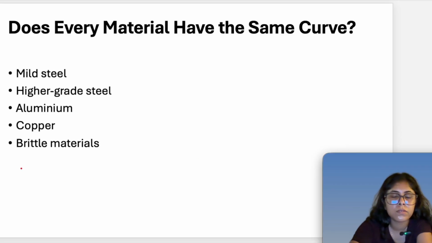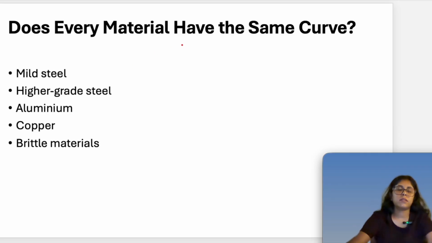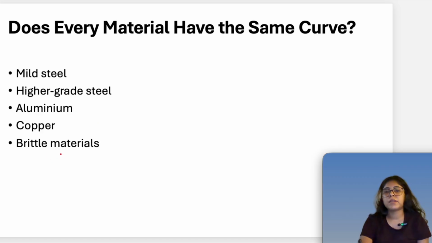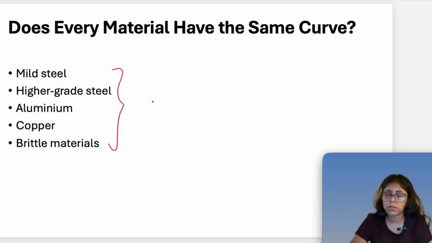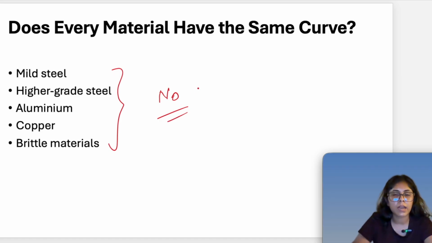Now we have a question: does every material have the same curve, like mild steel, high grade steel, aluminum, copper, brittle materials? Do all those have the same curve that we saw? No, the answer is no. Every material has a different curve.